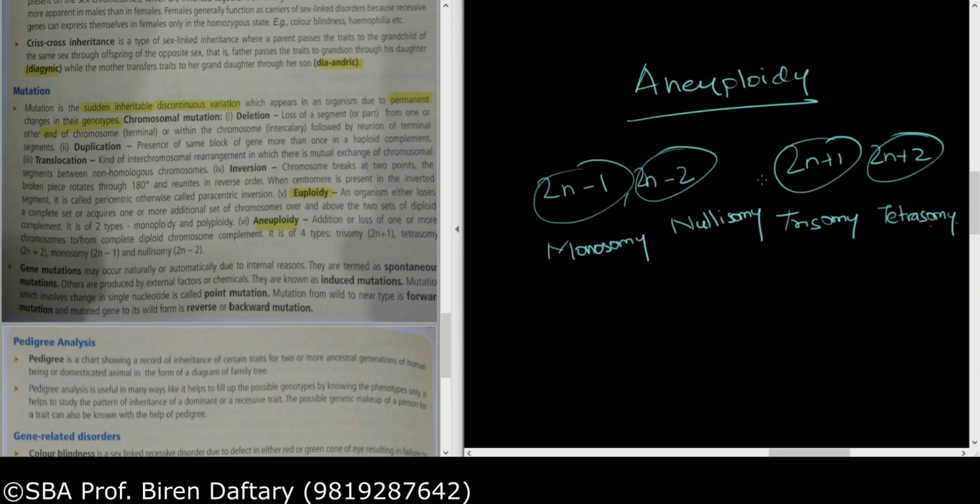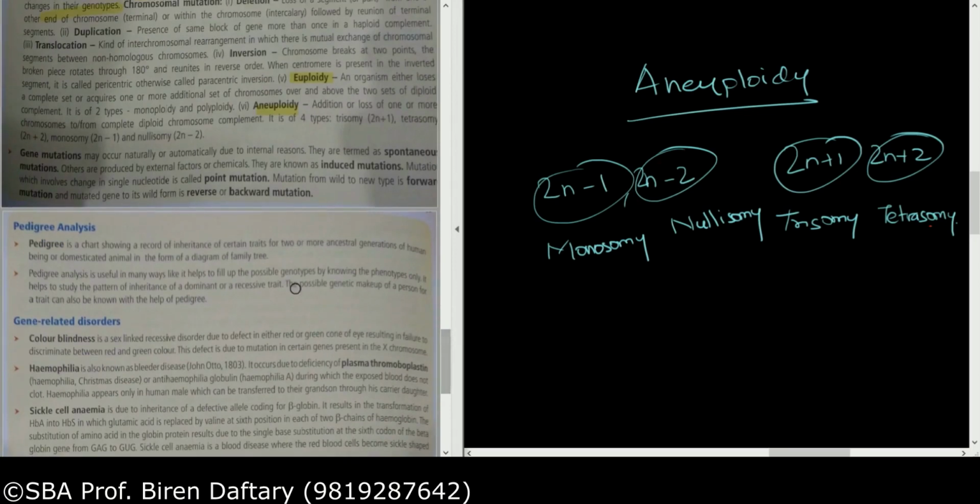Now coming to the next part, which is given in your MTG, it is gene mutations. What are the reasons why genes mutate? They may mutate suddenly or because of an external factor. Now external factors may be either ultraviolet rays, or there are chemicals which induce mutations called mutagens.